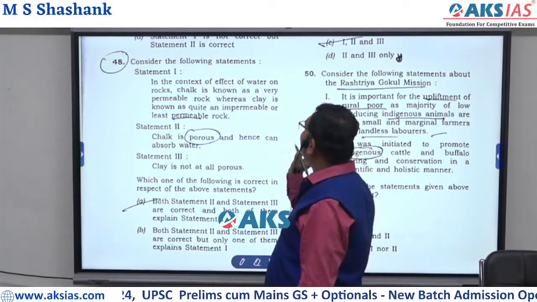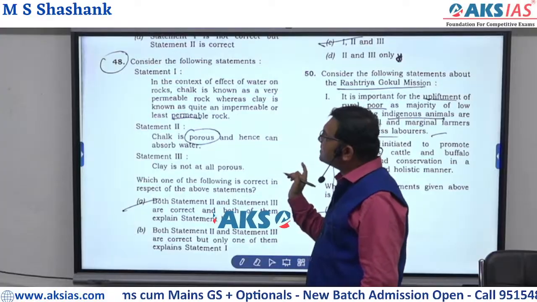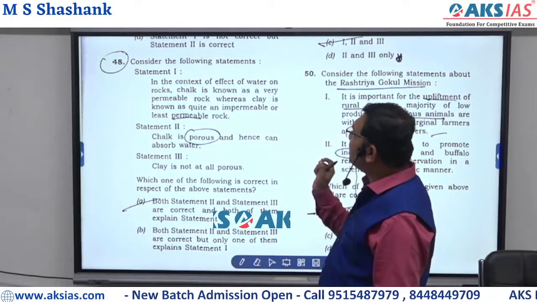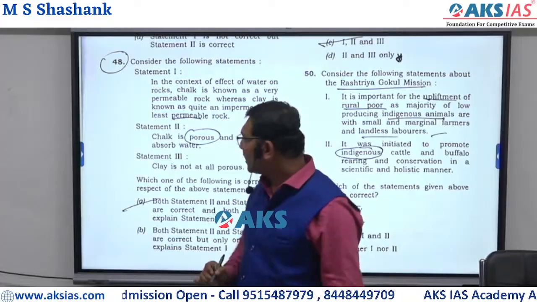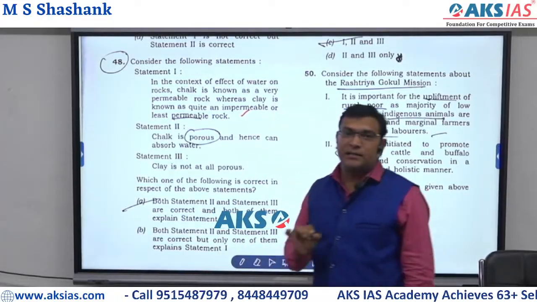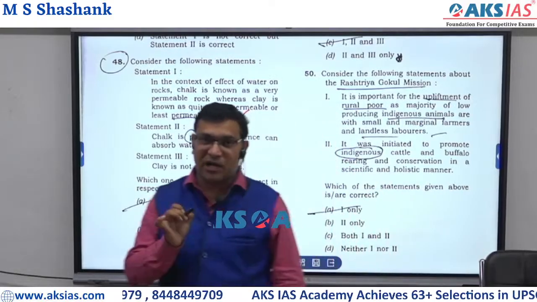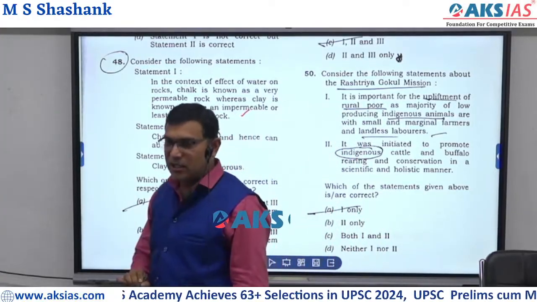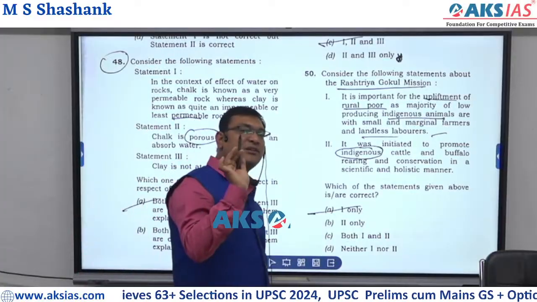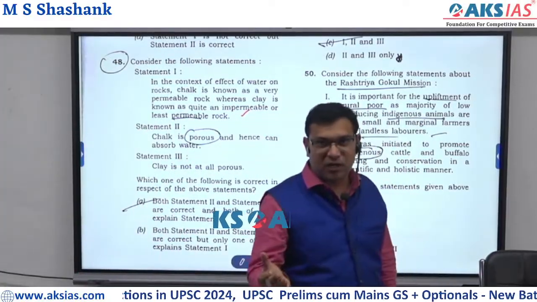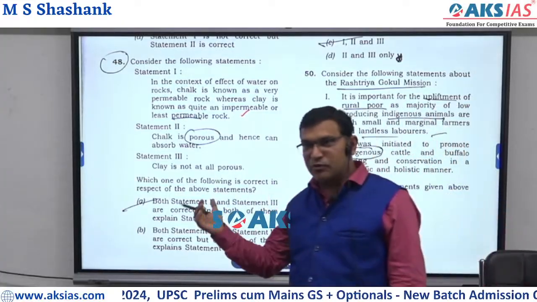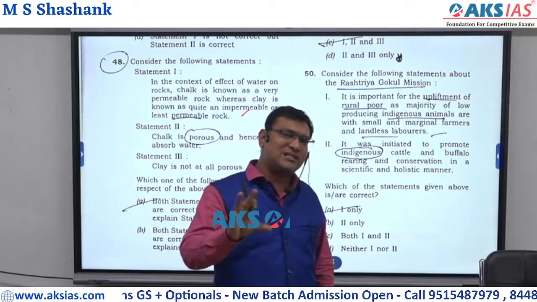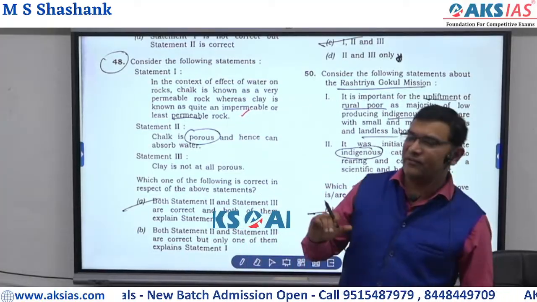in the context of the effect of water on rock, chalk is known as a very permeable rock, whereas clay is known as quite impermeable, the least permeable rock. Where do you see this? In the Bundelkhand region, generally, the Baghelkhand region as well as the Malwa Plateau region. Bundelkhand is also known as a water-thirsty region, though it receives more than 75 centimeters of rainfall. There are two rivers moving in this region, the Ken and the Betwa. Of course, these rivers are seasonal, and there is an interlinking of rivers project also.